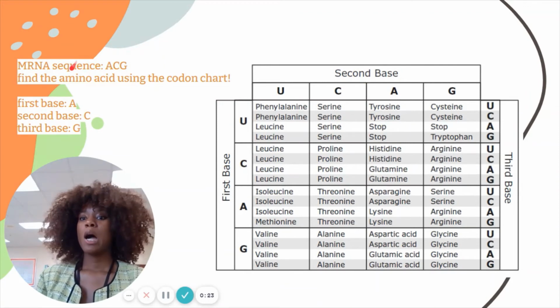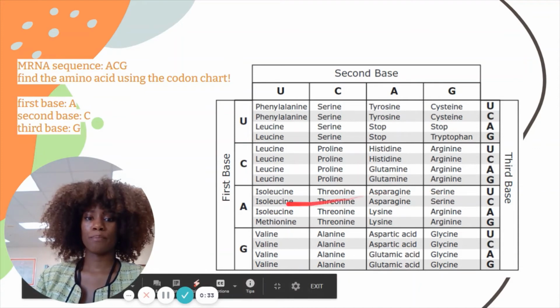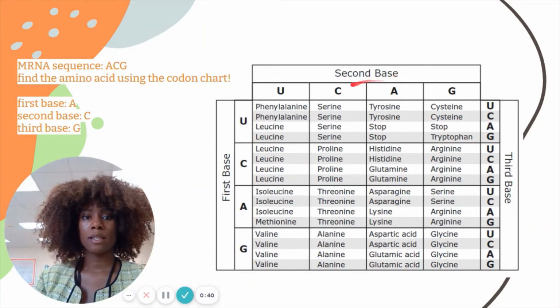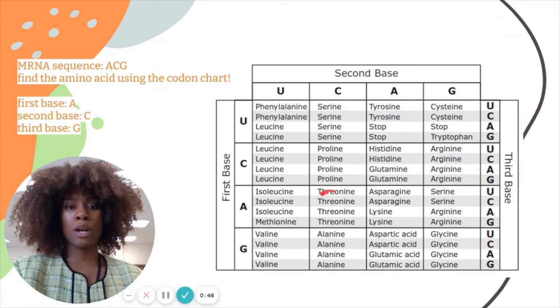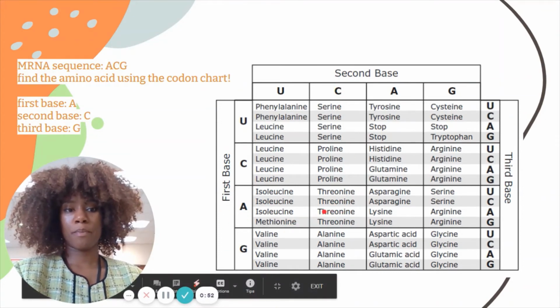Boom. Now let's start. First base is A. Let's go over here where it says first base. First base is A, so I know I'm going to be somewhere along here. My second base is C, so let's go up here to second base, C, bring our hand down to where A was at. So this is where A and C meet up, right? Everyone can see that's where A and C are.